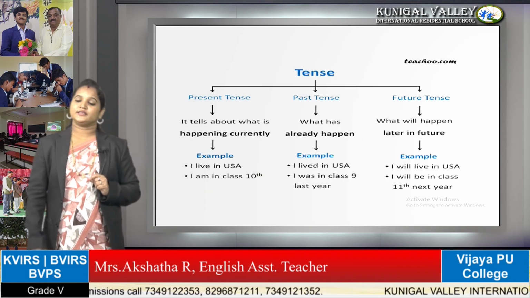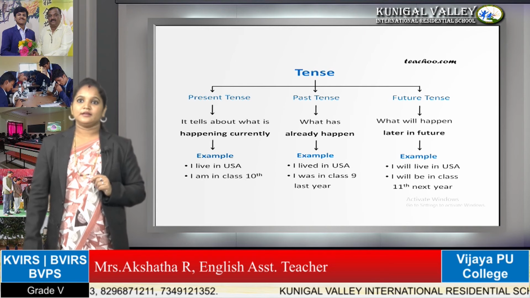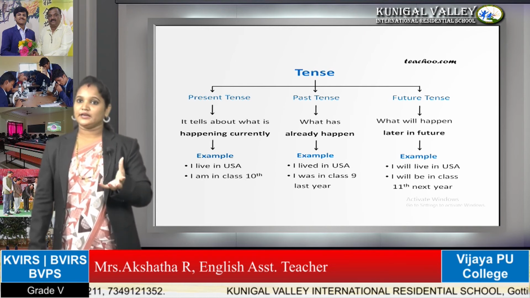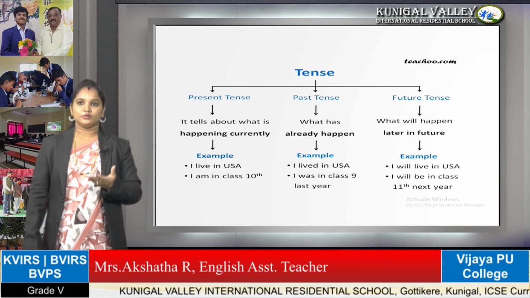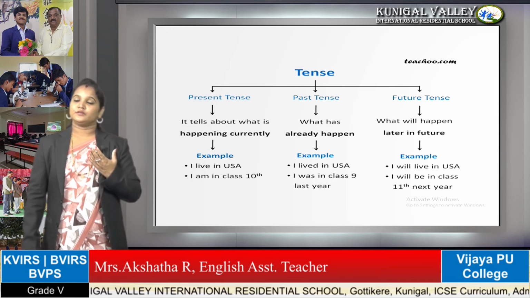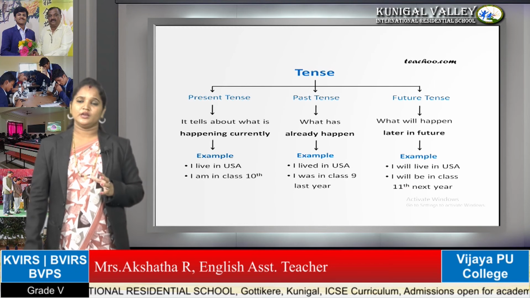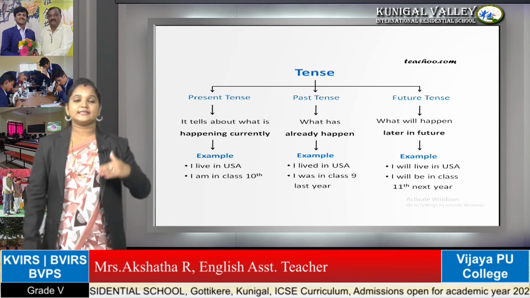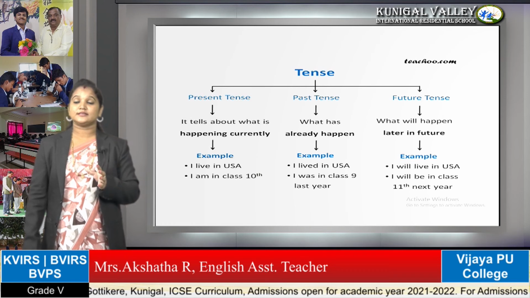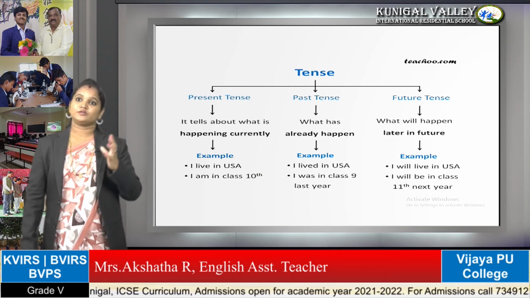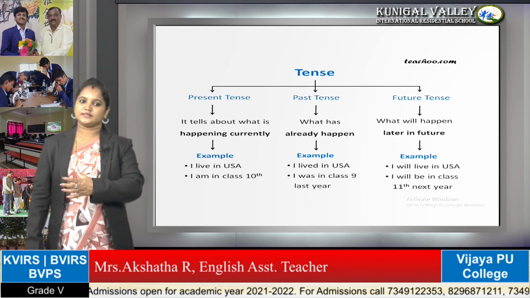So with this diagram we can easily understand, or we can definitely conclude, what a tense is. Tense, you know, is used to denote or to refer to any action or any situation, whether it is happening or it has happened or it is going to happen. That is called tenses. And this is divided into three groups or three categories. One is present tense, and the past tense and the future tense.